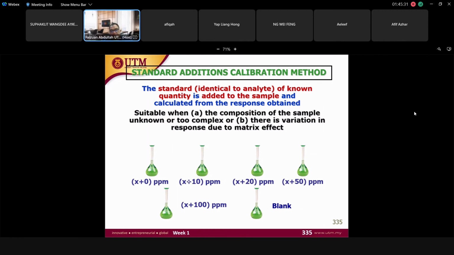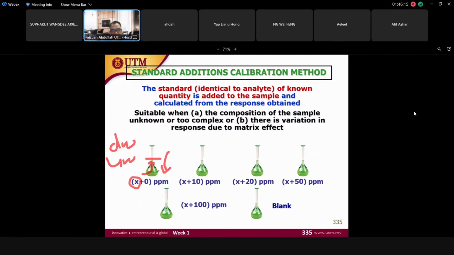So we prepare all the standards, similar to the external standard, but now we use the sample itself to dilute all the standards instead of distilled water or ultra pure water. After we calculate how much of the standards we need to put in the volumetric flask, we dilute up to the mark of the volumetric flask. Instead of using distilled water or ultra pure water, we use the sample itself. X is the sample.